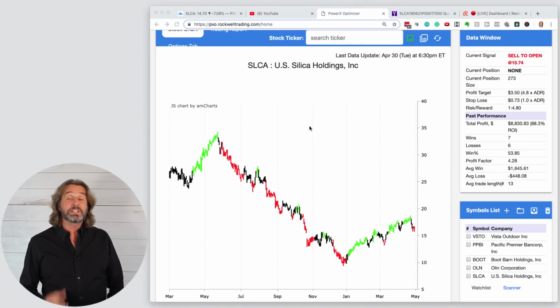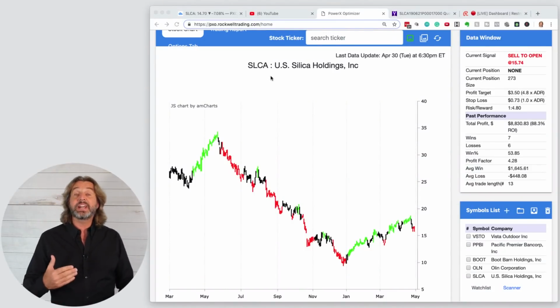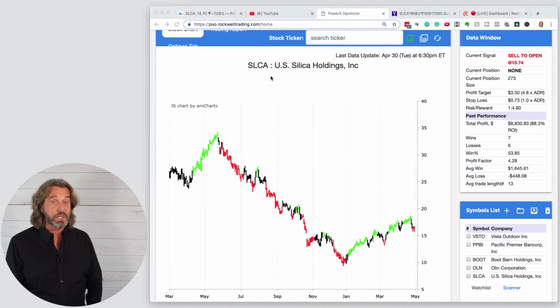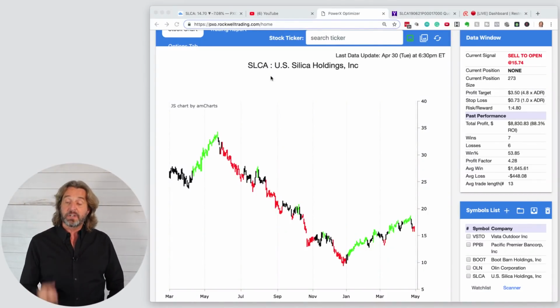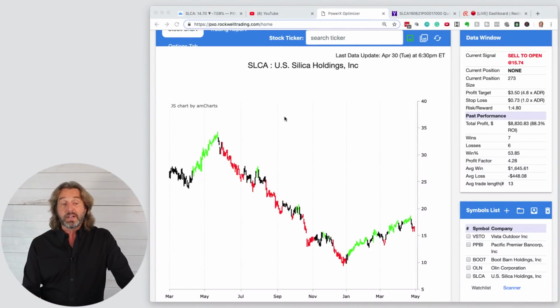Now, one of the stocks that I traded today is SLCA. SLCA gave me a sell signal according to my methodology. I use three indicators, the RSI, the MACD, and the stochastics, to determine whether the stock is more likely to go up, down, or sideways. Based on these three indicators, I saw that SLCA is more likely to go down. So it gave me a signal to sell at 15.74. And this is what I did today.